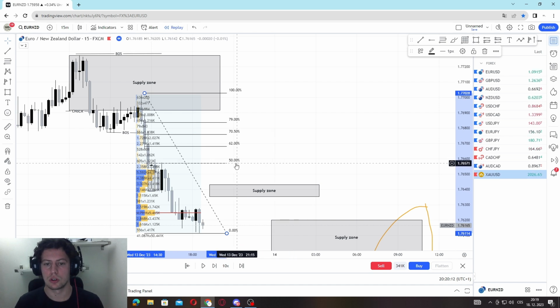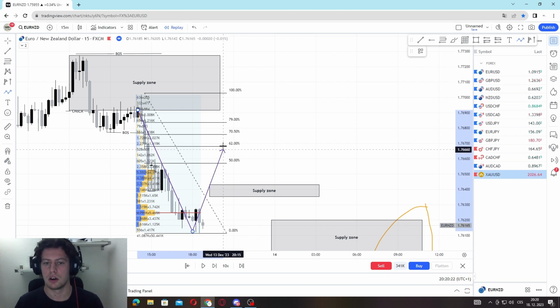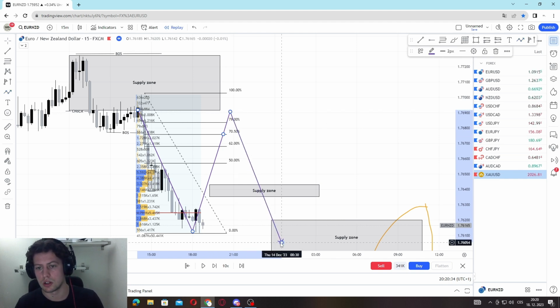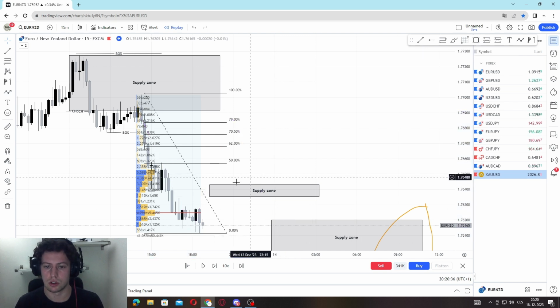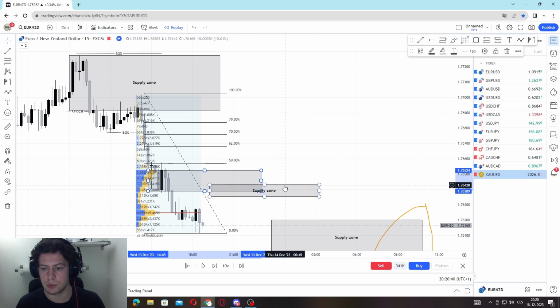So I would be happy to see the price go like here, at least to the 50%. Best option is 62 to 79, something like this, or even in the supply zone. To the supply zone is even better, and it goes down. So yes, this is the principle, but you can see we have also this supply zone.